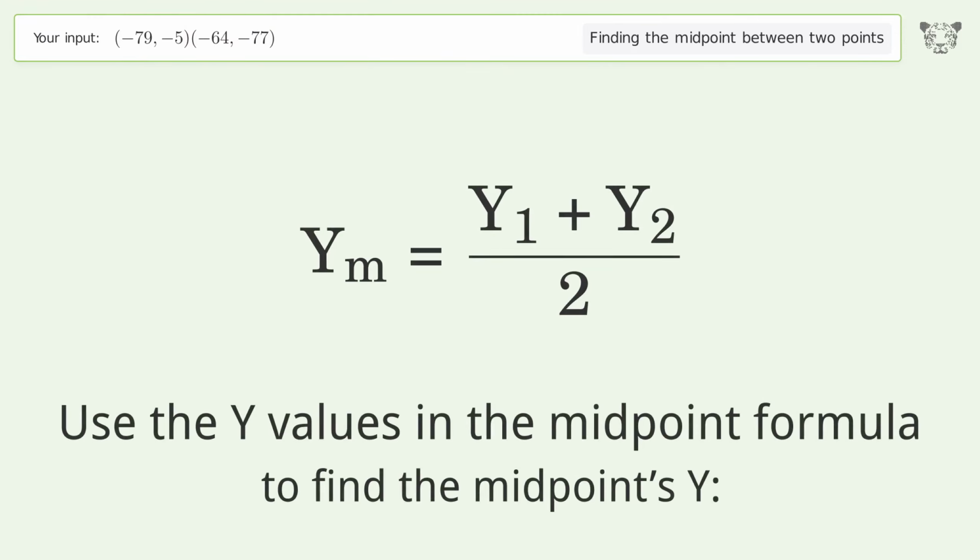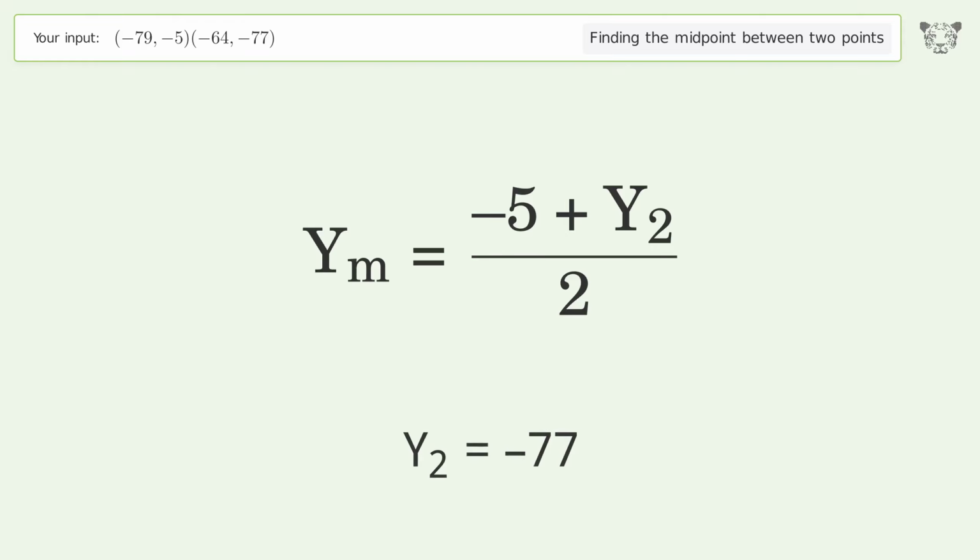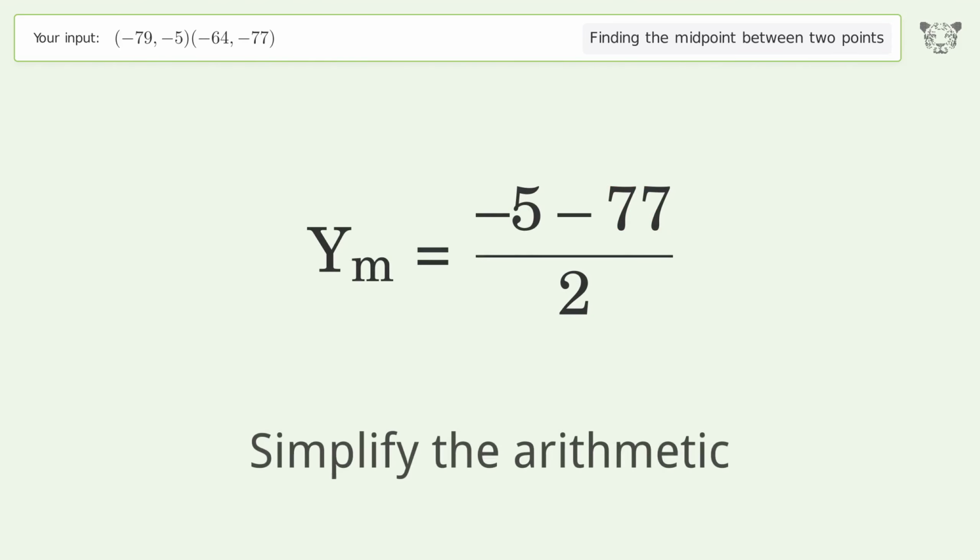Use the y values in the midpoint formula to find the midpoint's y. y1 equals negative 5. y2 equals negative 77. Simplify the arithmetic.